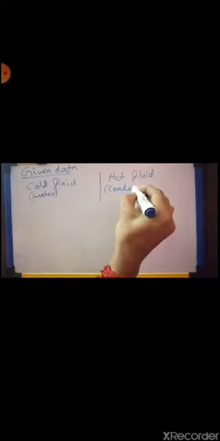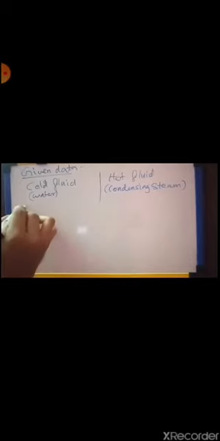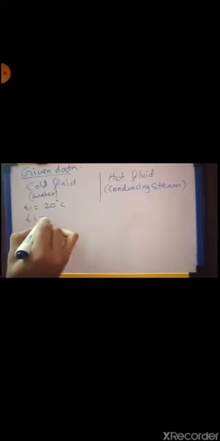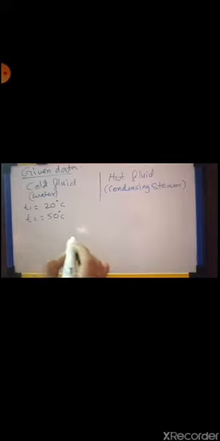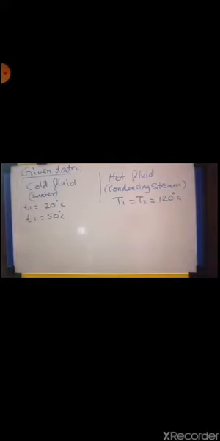I'm making two columns for cold fluid and hot fluid. Here the cold fluid is water and the hot fluid is condensing steam. The inlet temperature of the cold fluid, small t1, is given as 20 degrees centigrade, and the outlet temperature of the cold fluid is given as 50 degrees centigrade. While considering the hot fluid, it is condensing, so we have to consider it as a condenser. Therefore, capital T1 is equal to capital T2, which is 120 degrees centigrade.